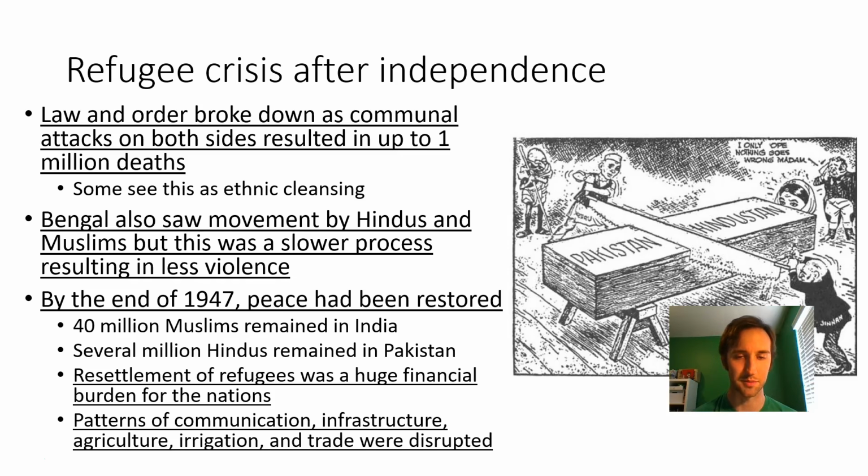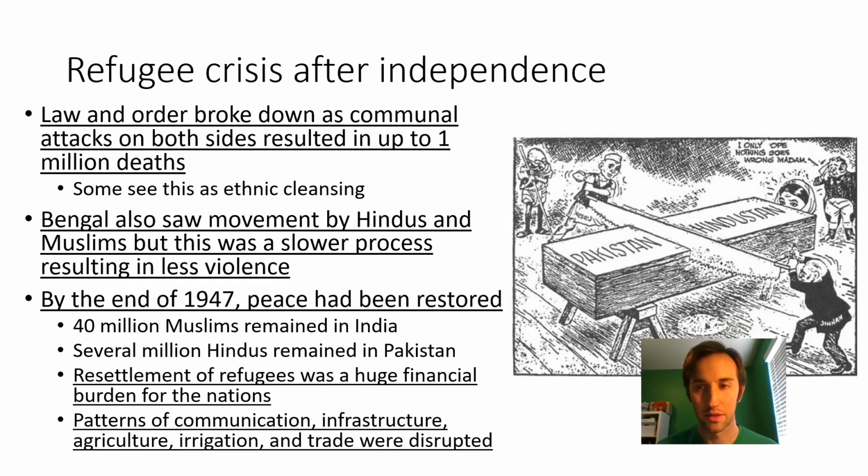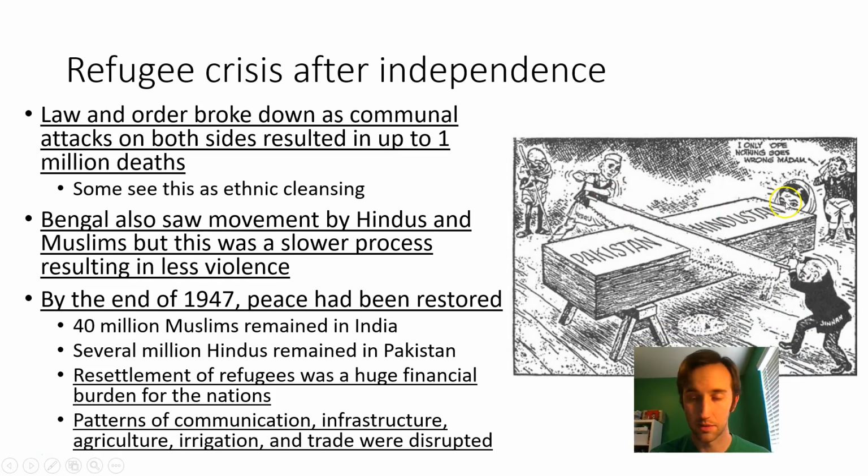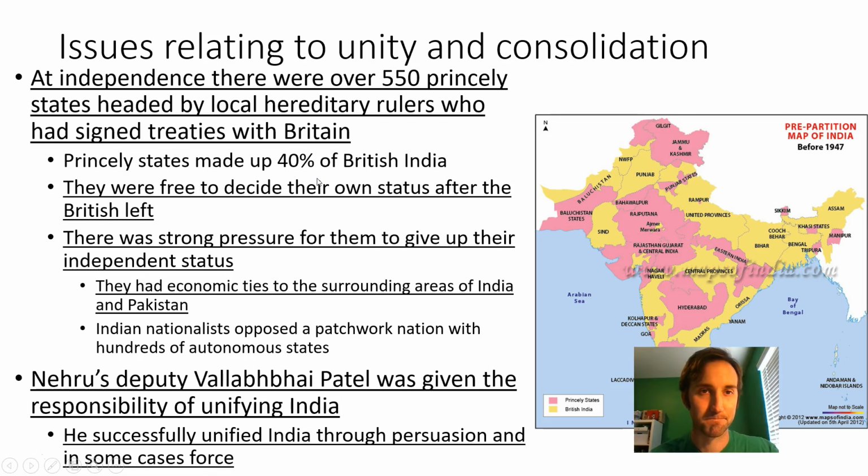in this resettlement. Patterns of communication, infrastructure, agriculture, irrigation, and trade were all disrupted, and new patterns had to be organized within the nations and also with new trade partners. And so we have Jinnah and Nehru splitting Pakistan and India, and it's a bloody mess that results. Issues relating to unity and consolidation, and how they become one nation after this split.